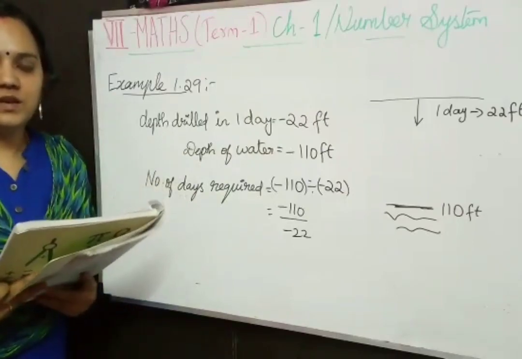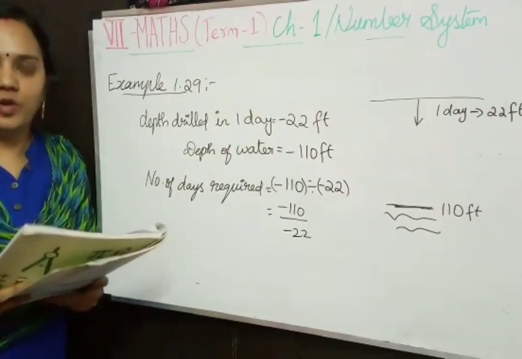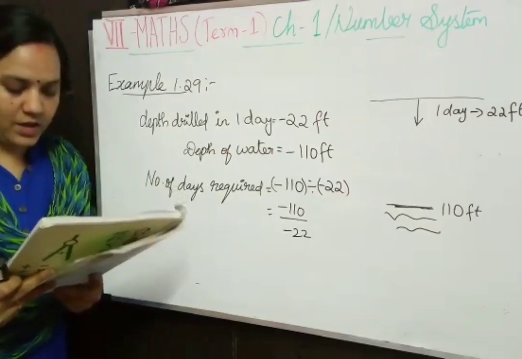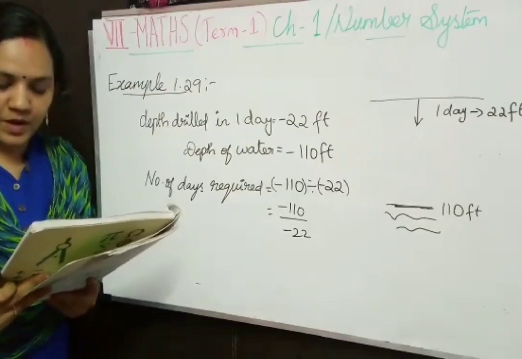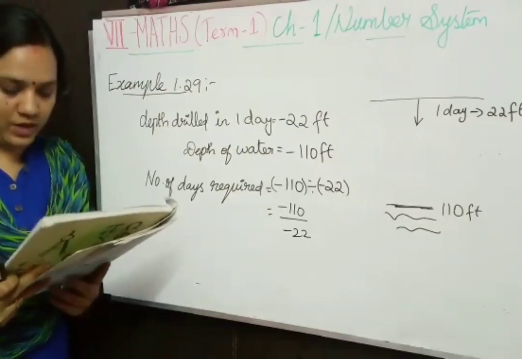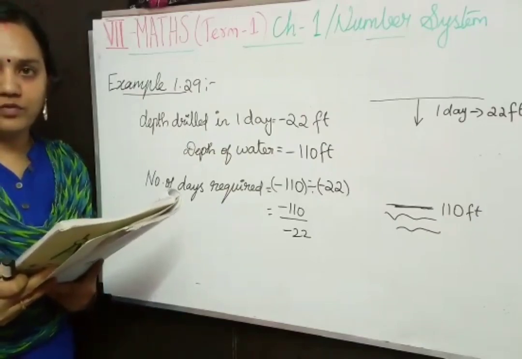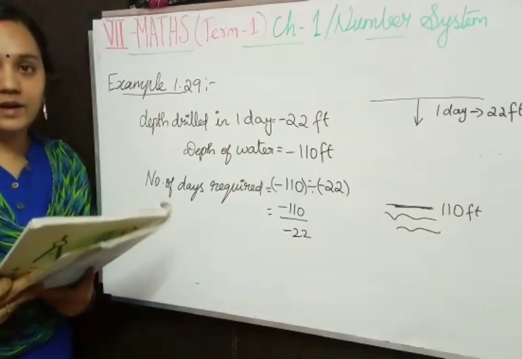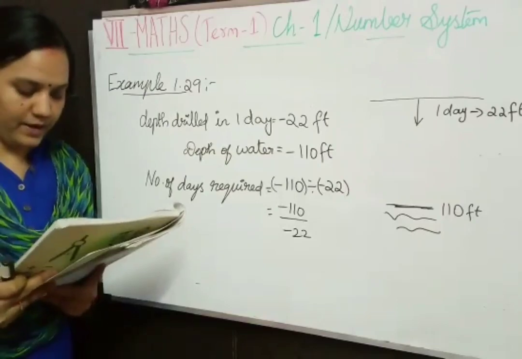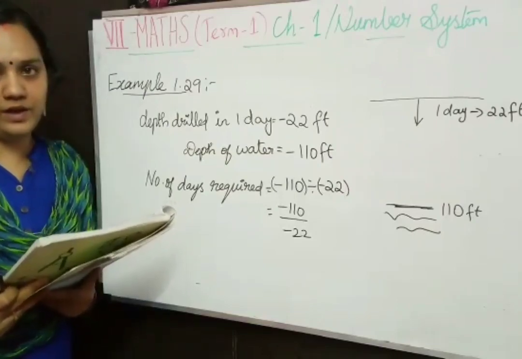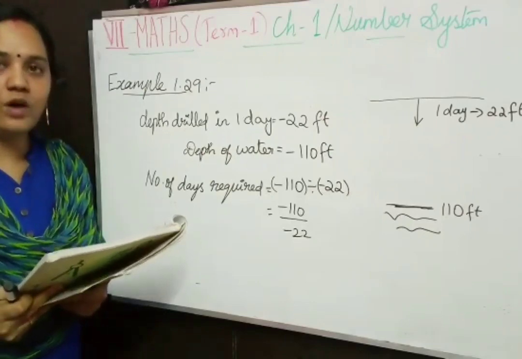Now we are going to see example 1.29, page number 27. Let me read out the problem. Each day the workers drill down 22 feet further until they hit a pool of water. Some workers are drilling the land for water, and every day they are drilling 22 feet. If the water is at 110 feet, on which day will they hit the pool of water?